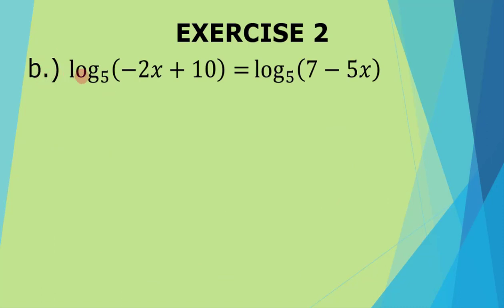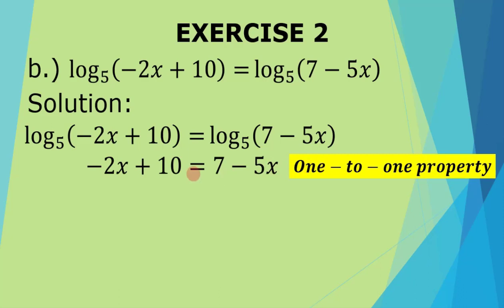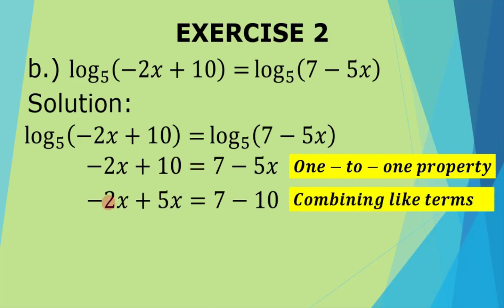Exercise number 2, letter B. We have to solve for x in the logarithmic equation, logarithm of quantity negative 2x plus 10 to the base 5 equals logarithm of quantity 7 minus 5x to the base 5. They have the same base, so by the one-to-one property, we are allowed to write negative 2x plus 10 equals 7 minus 5x. And solving for x, we have to combine like terms here.